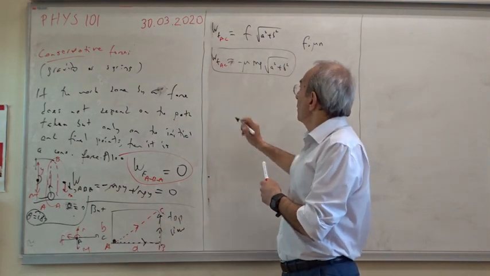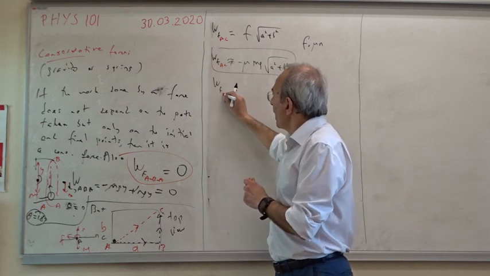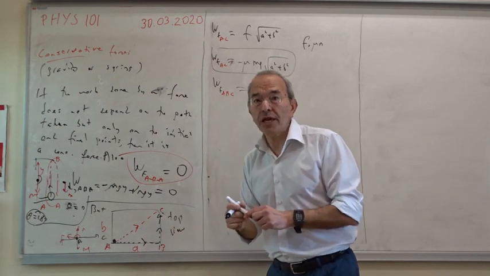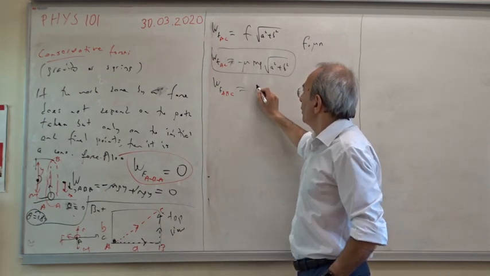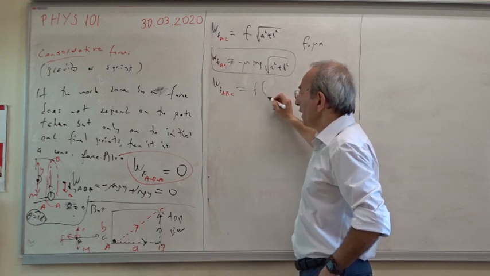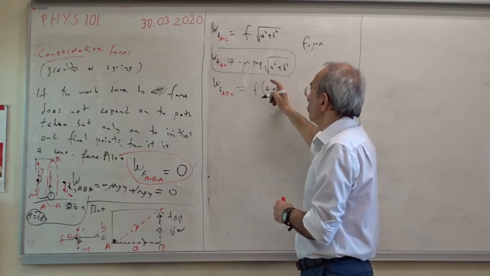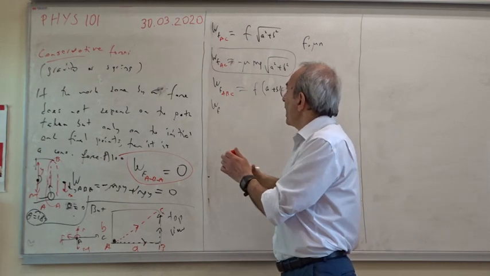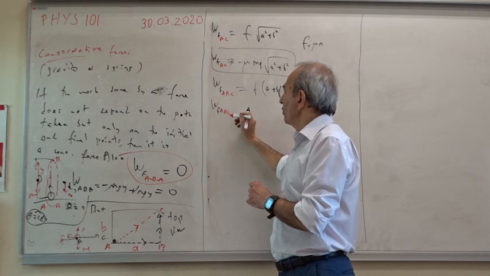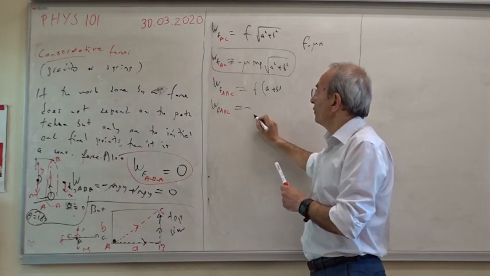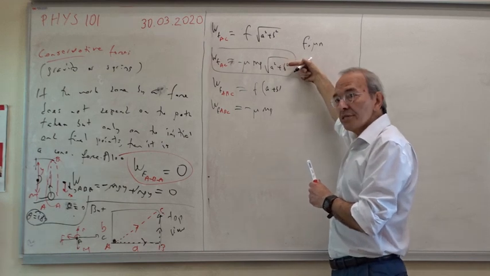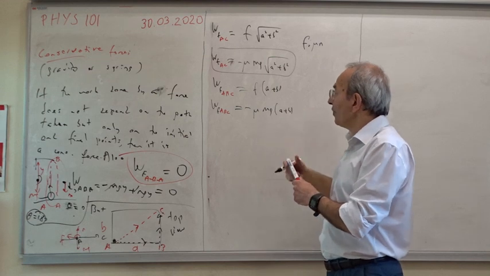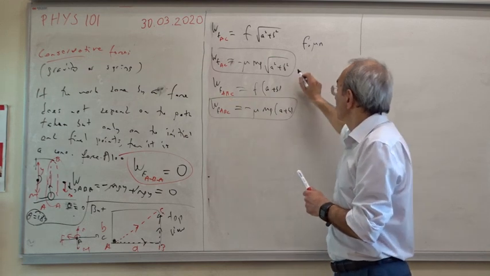from B to C, the work done by friction from A to B to C in an L-shaped way is the friction force times this distance. That distance is just a plus b, not the square root of that, but a plus b. So the work done by friction along ABC, if you follow the other path, will be negative mu mg, but the rest is different. It is not the root of this, but a plus b. So we understand that these two are different.